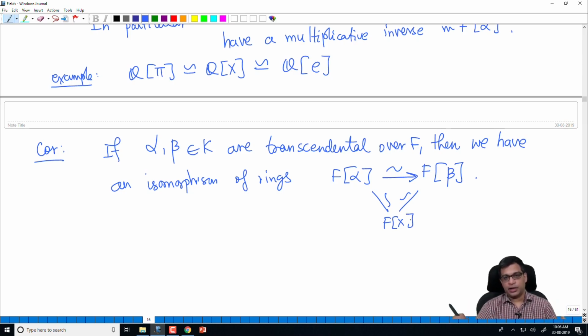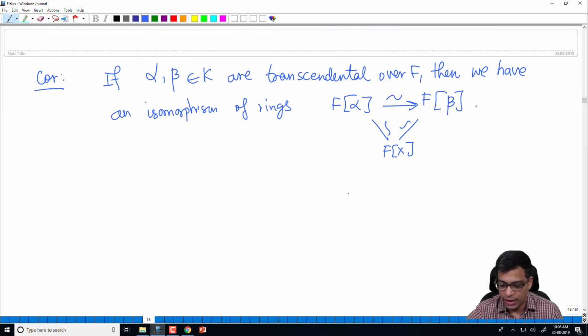If alpha and beta are transcendental, algebraically there is no difference. That is the conclusion. Of course, they could be very different as real numbers. Pi and e have very different properties. They have different definitions, different properties. But algebraically there is no difference between any two transcendental elements.